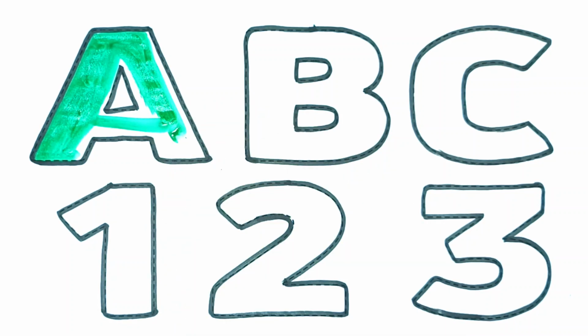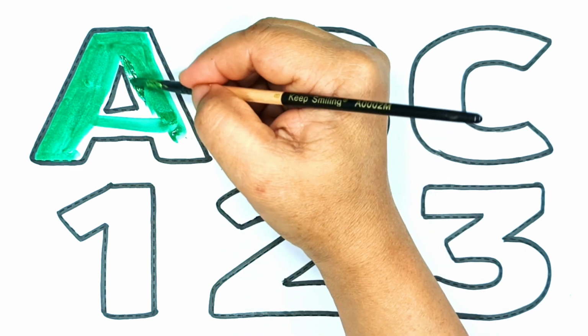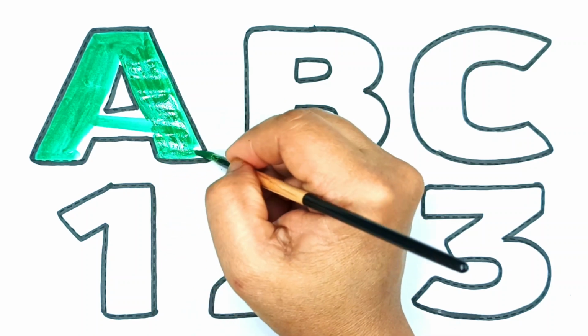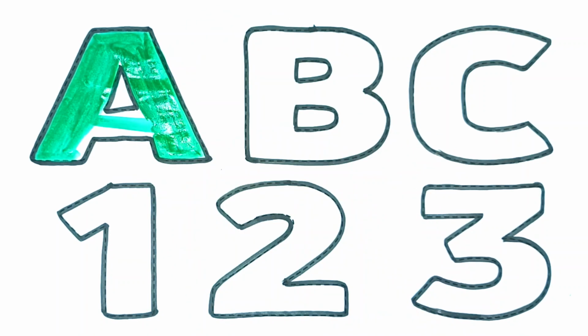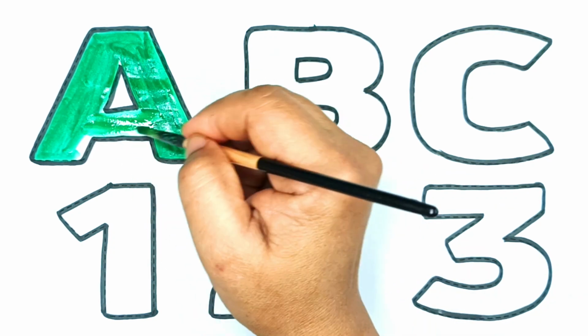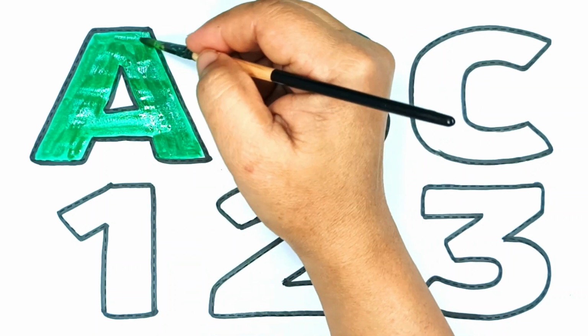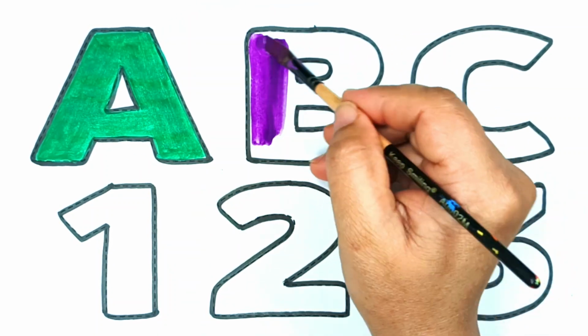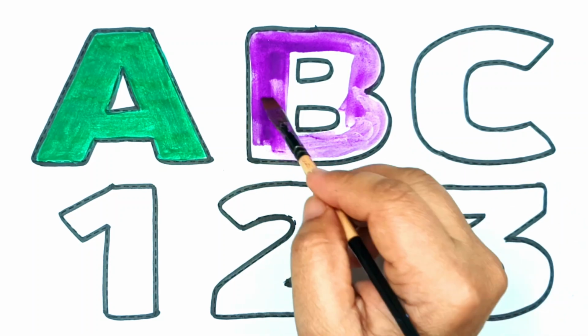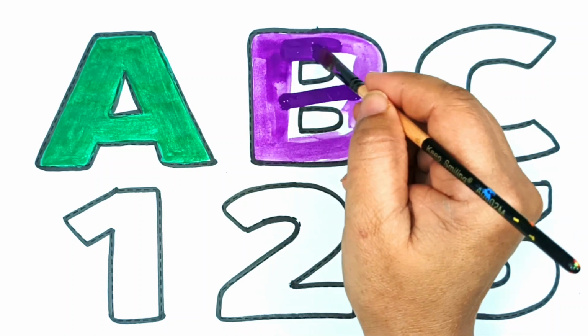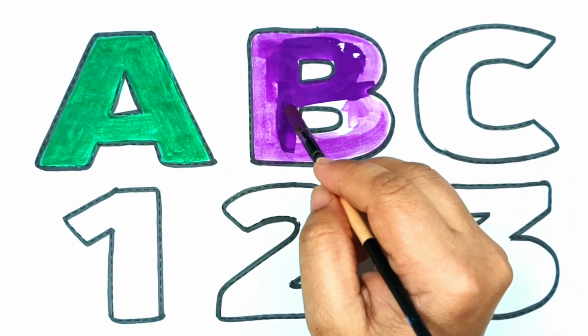Now I know my ABCs. Next time, won't you sing with me? A, B, C, D, E, F, G, H, I, J, K, L, M, N, A is for airplane. It flies in the sky. T, U, V, W, X, Y, and Z. Now I know my ABCs. Next time, won't you sing with me?